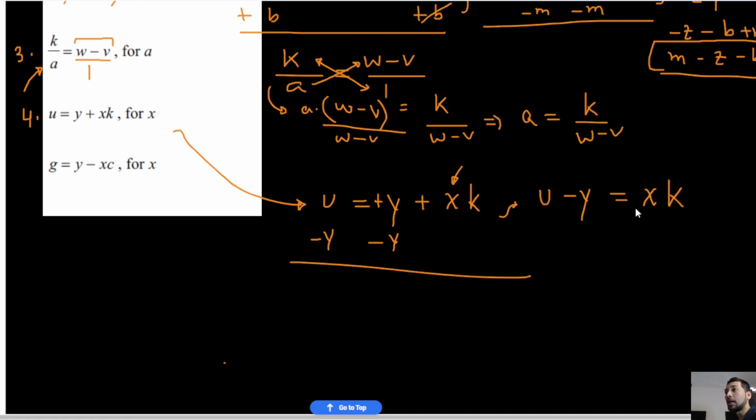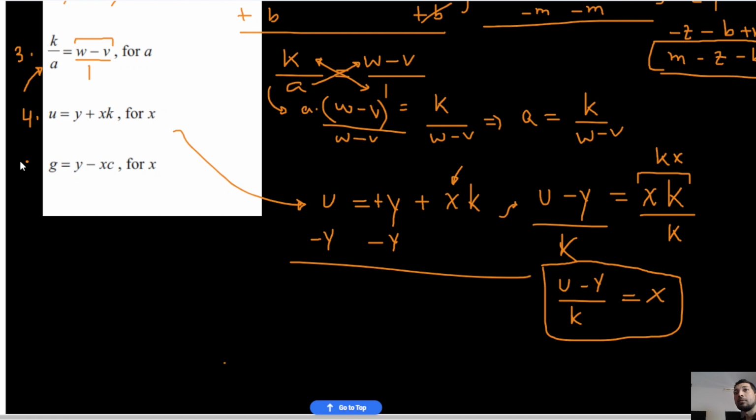Now since we need to isolate this x, I need to get rid of this k. Now the operation between x and k is multiplication. Now remember that we can use a commutative property. Here we can write this x times k as k times x. So it does not matter how we write this product together. So now we need to get rid of this k. So just divide by k on both sides. We have u minus y over k equals x.